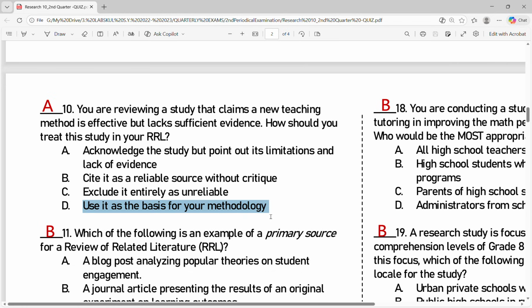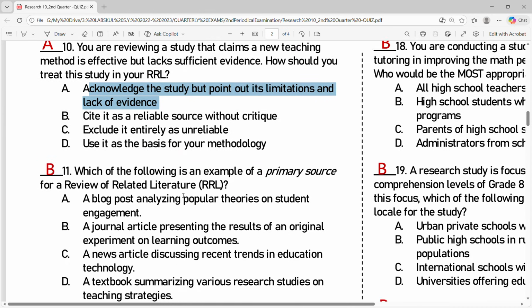So it's not good to use it as a basis for your methodology already because again, although it was found to be effective, it lacks sufficient evidence. Okay? So the best answer here is letter A.